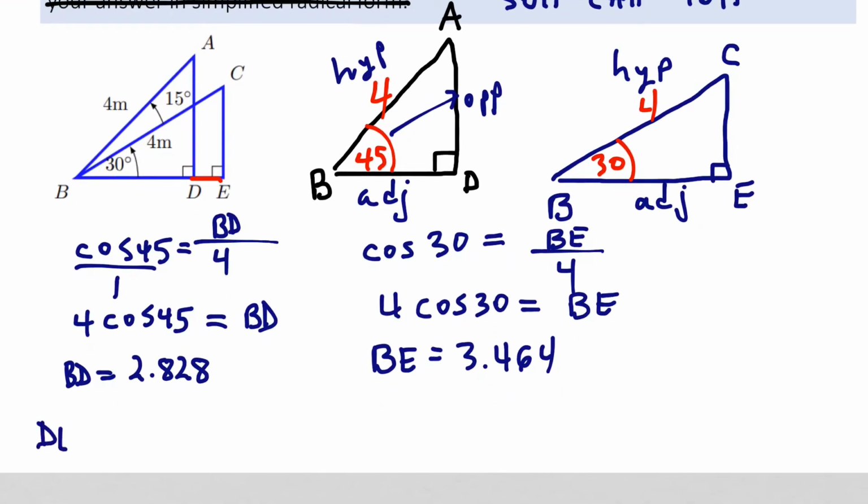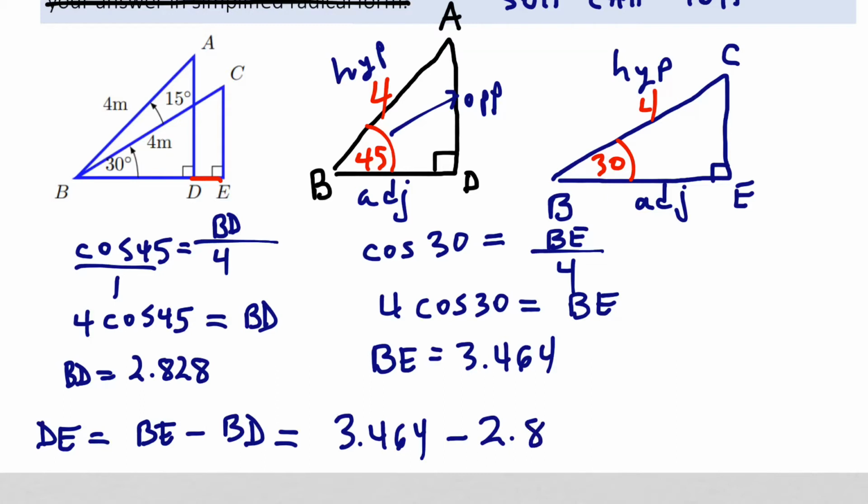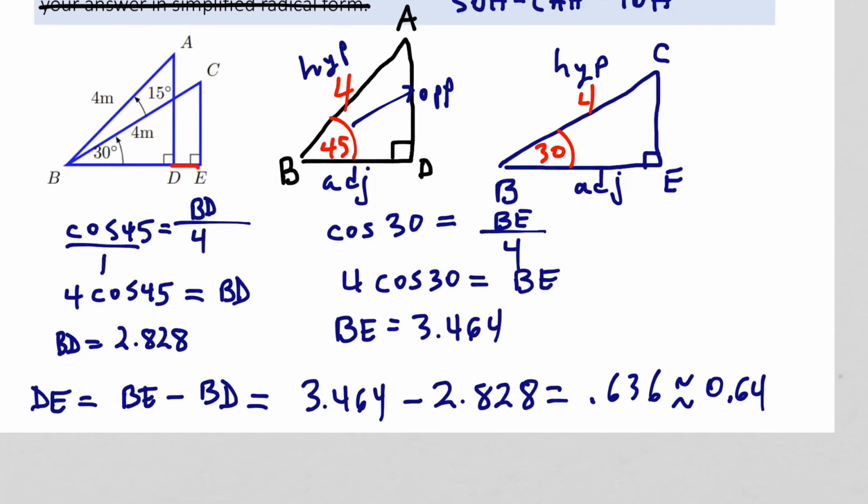All right, so my strategy was to subtract those two numbers to find DE. So DE is equal to BE minus BD. So 3.464 minus 2.828 should give me that length. So I'm getting 0.636. So if I round that to the hundredths place, 0.64, and we're working in meters here. So that's how long line segment DE is.